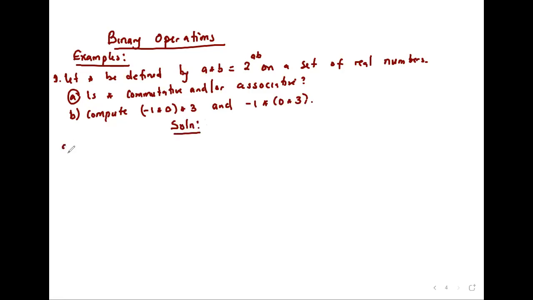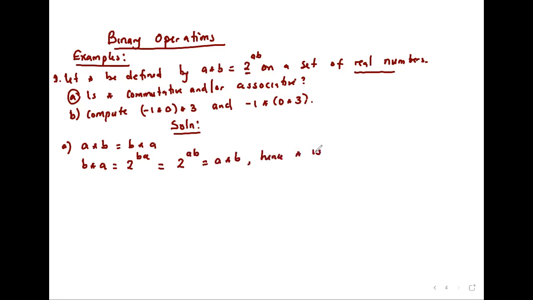Solution A: is star commutative? You want to check if A star B is the same thing as B star A. Now A star B is always given in the question. The job is to compute B star A. So we write 2 to the power of BA, realizing that A and B are real numbers. You can say, oh, but this is the same thing as 2 to the power AB, which is A star B. Hence, star is commutative.